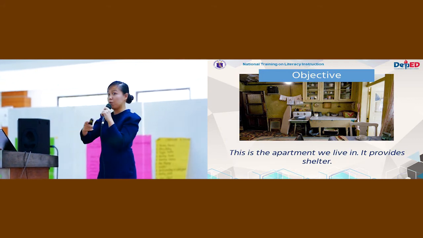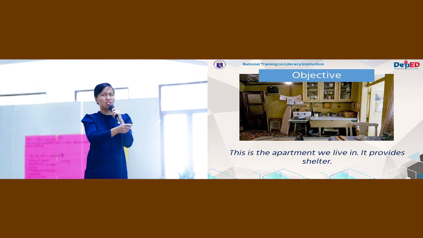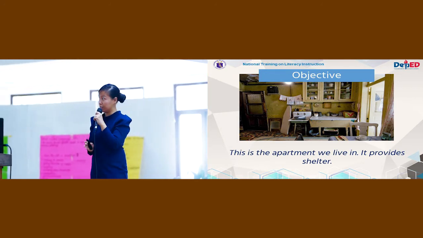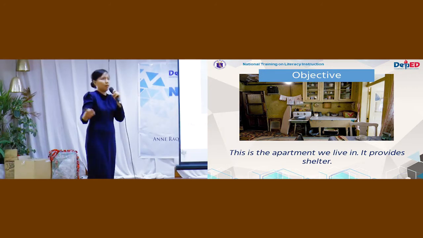Your answers are possible if we examine the whole story, of course. Because I don't see any trace of emotion here, and it is very straightforward, right? Very factual. This is the apartment I live in. It provides shelter. That's it.